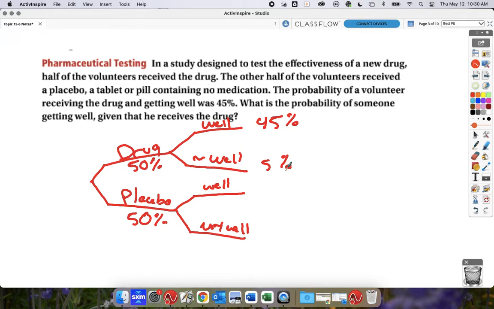What's that? Are you sure? I'm positive, absolutely positive. So, if you go back to that formula, the probability of them doing this and this equals how much? 45. So, the probability of doing the drugs and getting well equals 45%. Don't we know what the probability of doing drugs is? 50%.